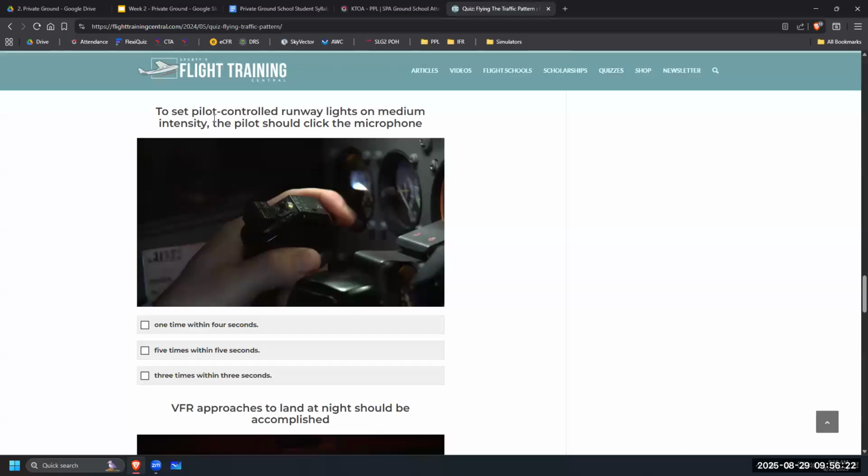Okay, to set the pilot controlled runway lights on medium intensity, the pilot should click the microphone 1 time within 4 seconds, 5 times within 5 seconds, 3 times within 3 seconds. B?